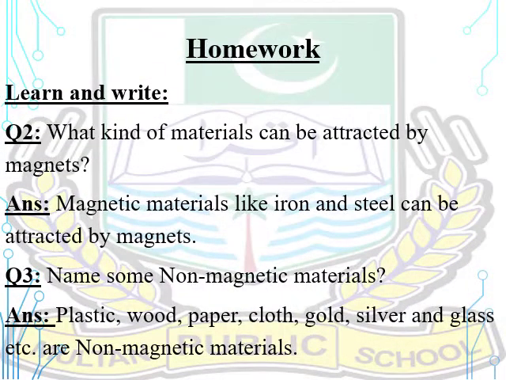Get ready for homework. Learn and write. Question number 2. What kind of materials can be attracted by magnets? Answer. Magnetic materials like iron and steel can be attracted by magnets. Question number 3. Name some non-magnetic materials. Answer: plastic, wood, paper, cloth, gold, silver, and glass, etc. are non-magnetic materials.